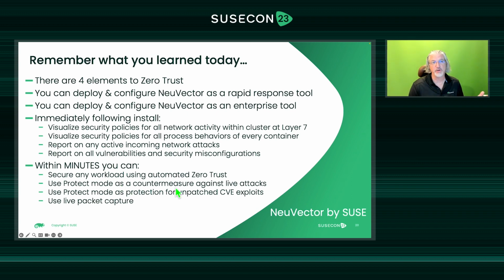You can use that protected mode as a countermeasure. And also, if there are CVEs that you can't patch, so if you know that you have exploits in an environment, but for one reason or another, maybe there's not a patch available, or by patching with a certain version, it's going to break other things in your workloads. You can use NeuVector to secure those environments and know that those exploits are not being taken advantage of, because again, the zero trust does not require us to identify what CVE is causing the thing to happen. We're going to stop everything from happening. And again, you can also use that live packet capture.